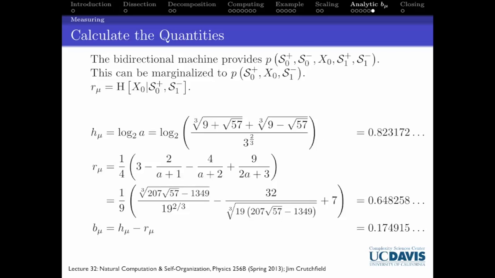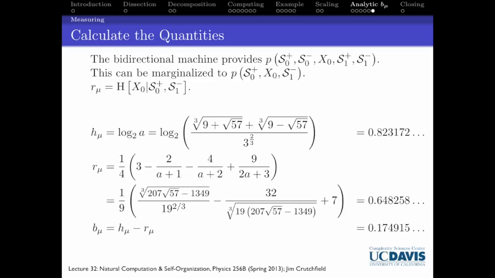So we have our 3 values. H mu, we already know, is the log of A, which is the log of this thing, which is that value. R mu, when we solve this right here, is actually equal to this. Turns out not to have any logs in it at all, which we then plug in what A is and numerically solve. And then B mu is just H mu minus R mu, which we get there.